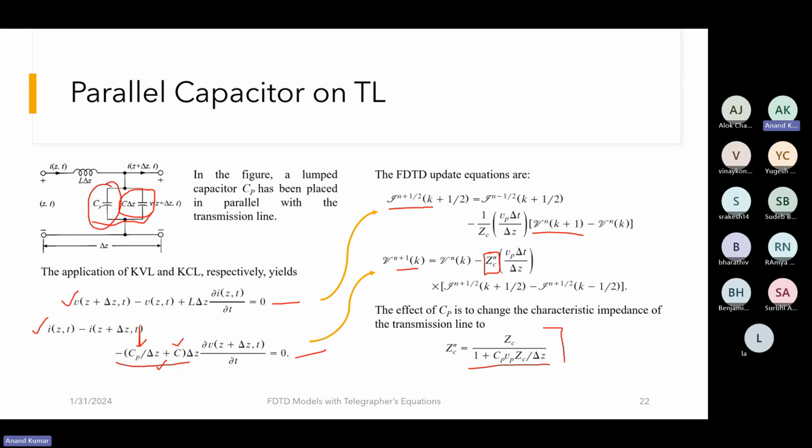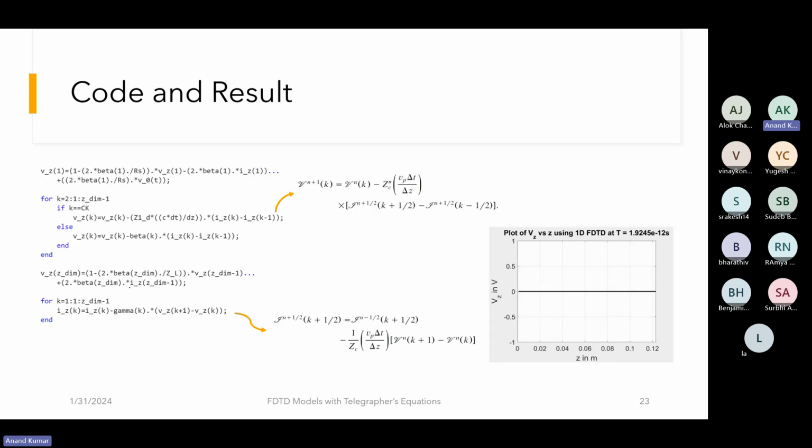So once we have declared the position of the capacitor and the value of the capacitance Cp, we will immediately calculate the value of Zc double dash, because we know the values of Zc, Vp, and delta Z, and now Cp as well. So we'll calculate Zc double dash and then use that in the update equations.